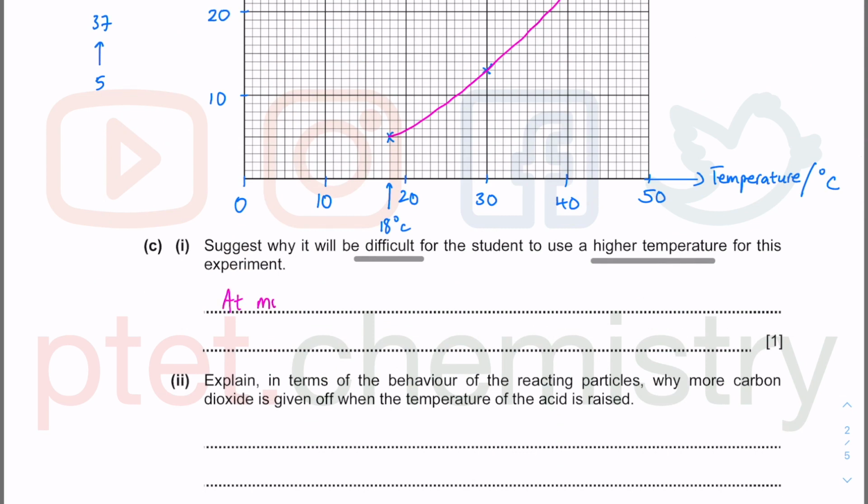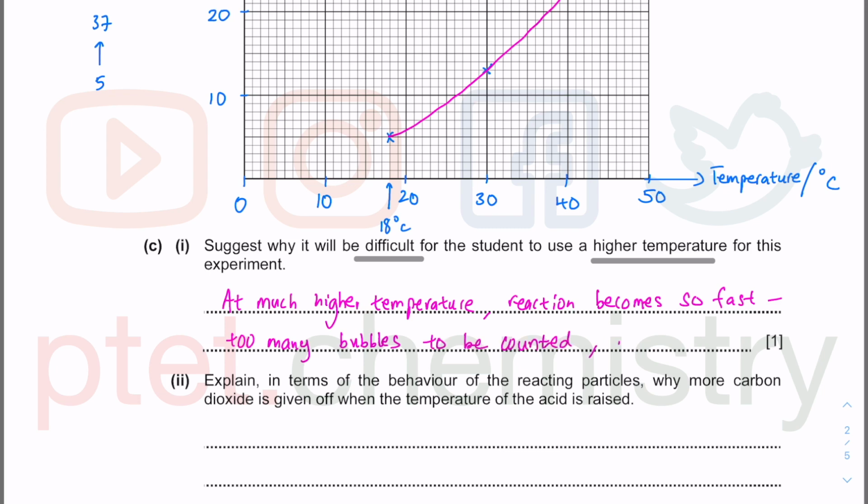So at much higher temperature, your reaction is going to be so much faster. Your reaction will take place at a much faster rate. Reaction becomes so fast. Reaction takes place very quickly. But why is it impossible? Why does it become difficult? Okay, too many bubbles, or bubbles produced very rapidly. Too many bubbles to be counted. Quite difficult to count in 20 seconds. Okay, you can imagine that it's impossible to count when you have too many bubbles when the rate is so much higher.